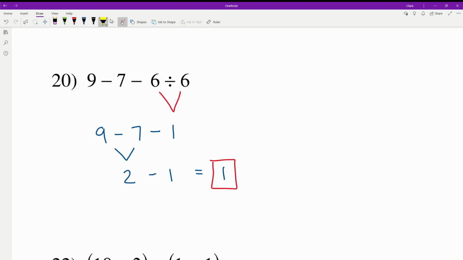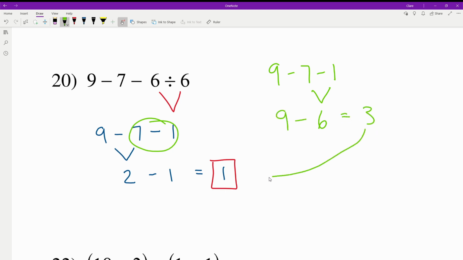And quickly I want to note, what if we did 7 minus 1 first? Not working left to right? Doing this first would leave us with, I'll rewrite it over here. If we did 7 minus 1 first, 7 minus 1 is 6. And then we'd have a 9 minus 6, which would equal 3. So 3 and 1 are not equal. They're not the same thing.